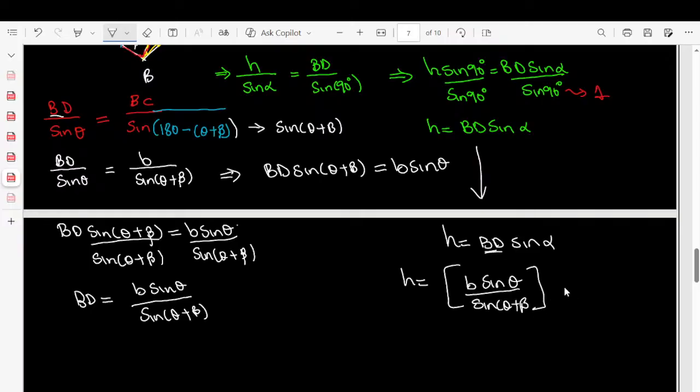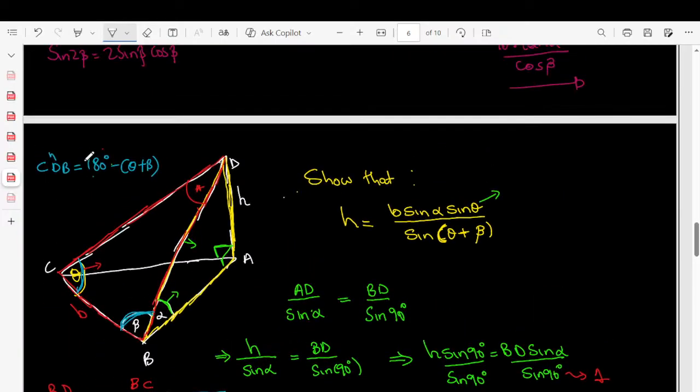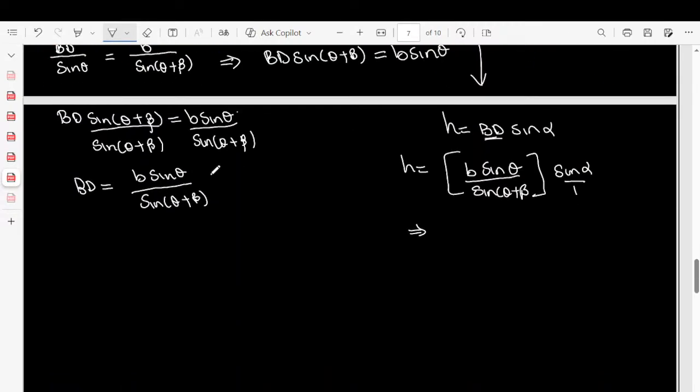Then this is multiplied by the sine of alpha, which is over 1. Then we row multiply this. When we row multiply, we need to get the answer that we are looking for. Remember, we are trying to prove that H is equal to that. So when we row multiply, we just have to substitute everything, and this will give us H is equal to B sine theta sine alpha over the sine of theta plus beta.